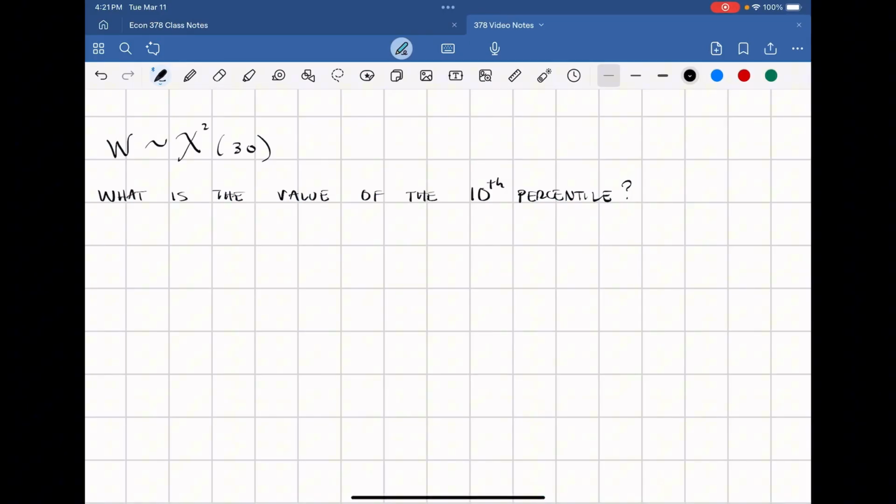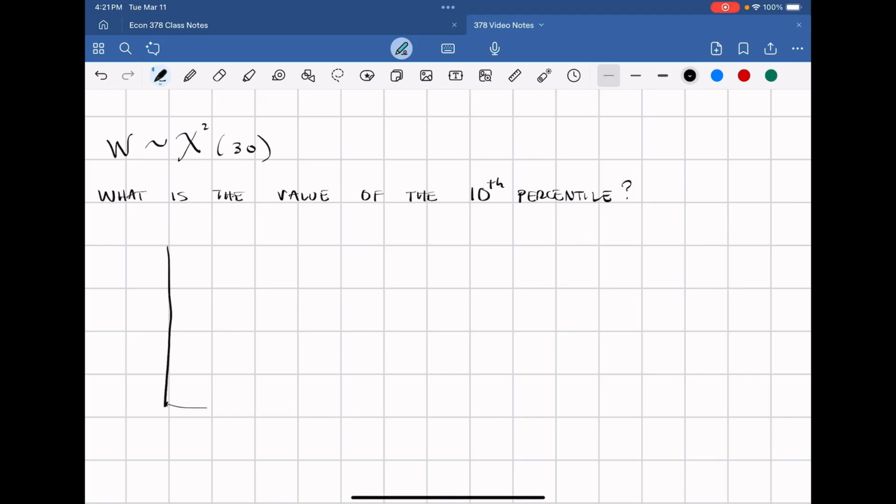So here's a question to test our ability to look up numbers in the chi-squared table. W is a random variable. It is distributed as a chi-squared with 30 degrees of freedom, or V equals 30. So we want to find the value of the 10th percentile.